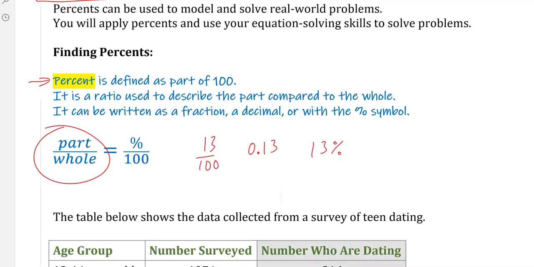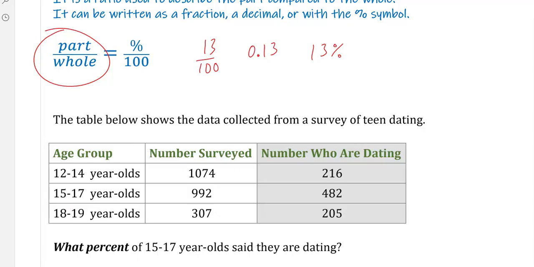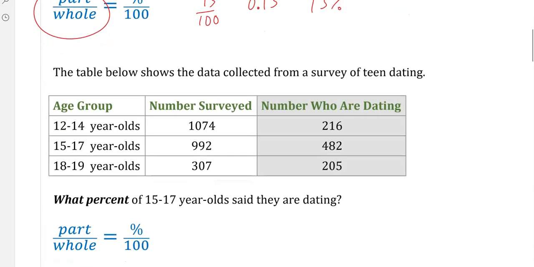Now, this table below shows the data that is collected from a survey of teen dating. So we're looking at 12 to 14-year-olds. There were 1,074 students surveyed. 216 of them are dating. 15 to 17-year-olds, 992 of those students were surveyed. 482 of those are dating. The 18, 19-year-olds, only 307 of them were surveyed, but of those, 205 were dating.